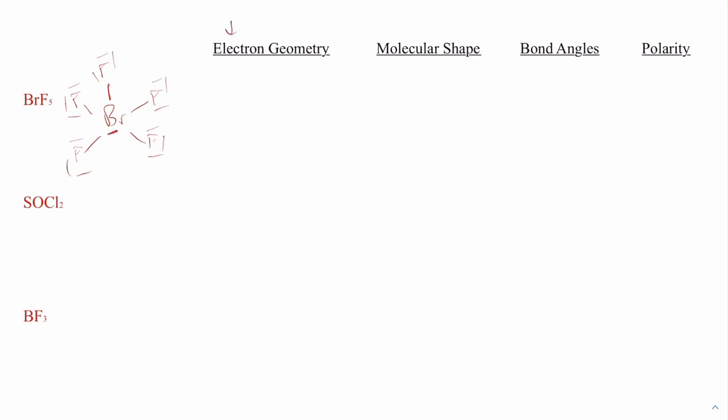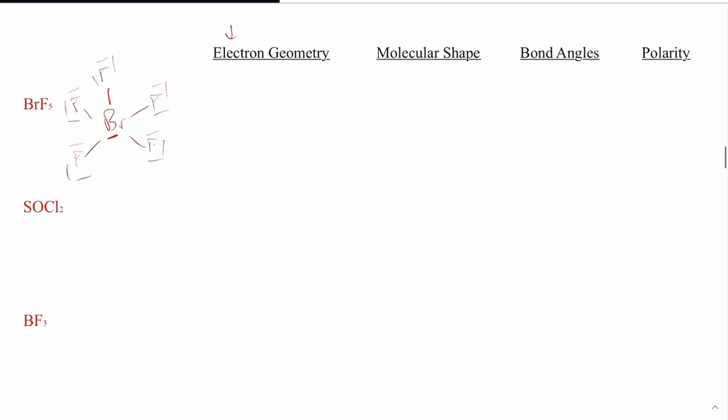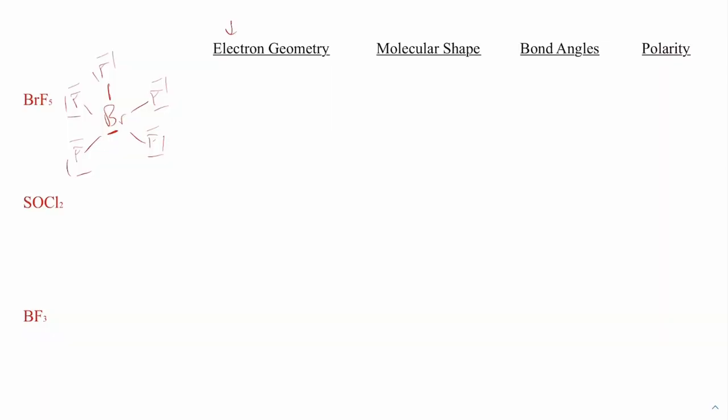So if you did it correctly, you should get about 5 fluorines and a lone pair around the bromine. That lone pair is actually there. So that means that the steric number is going to be the most important thing in determining these things.